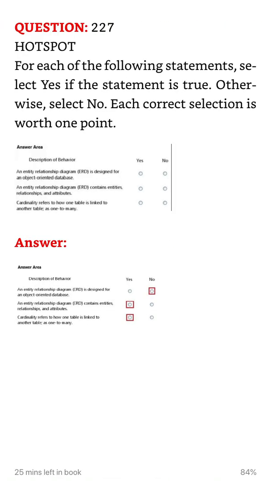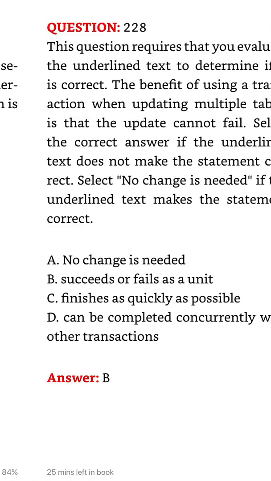Question 227, hotspot. For each of the following statements, select yes if the statement is true, otherwise select no. An entity relationship diagram, or ERD, is designed for an object-oriented database. No. An entity relationship diagram contains entities, relationships, and attributes. Yes. Cardinality refers to how one table is linked to another table, such as one-to-many. Yes.